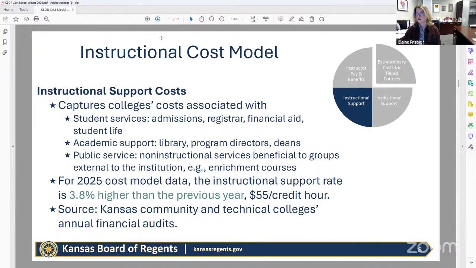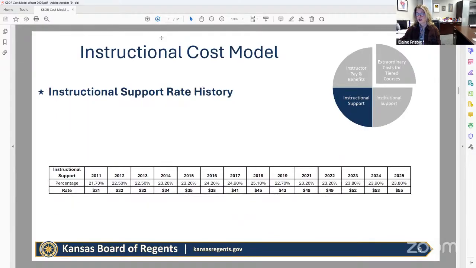And so for the 2025 cost model data, the rate was increased 3.8% and is $55 per credit hour. And that comes directly from the college's annual financial audits. And those are the rates, so we started out at $31 back in 2011, and we are now at $55 in 2025.